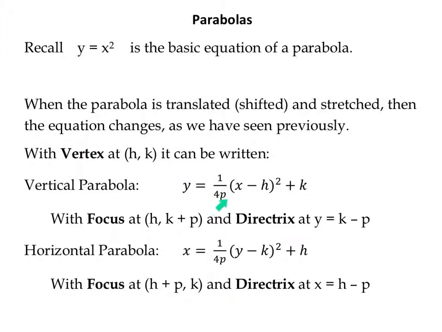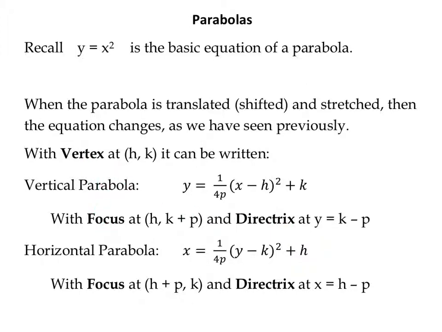So that p-value is the distance. That's why the focus here is h, so our x value is not changing from the vertex, but the y value is going to be k plus p. It's going to go up from the vertex, or if p is negative, down from the vertex. We can see where the p-value will come in, and we're going to see how we can use that in writing equations and drawing graphs. So, focus and directrix: the key thing here is that they're the same distance away from the vertex. The focus is a point inside of the parabola. The directrix is a line that's the same distance from the vertex as the focus is.